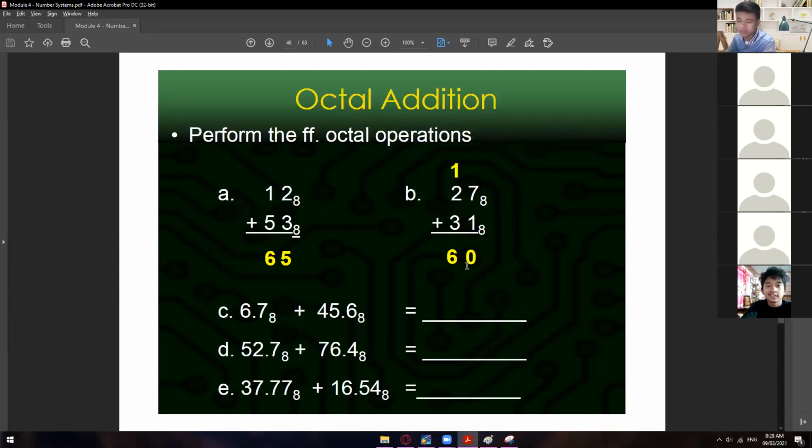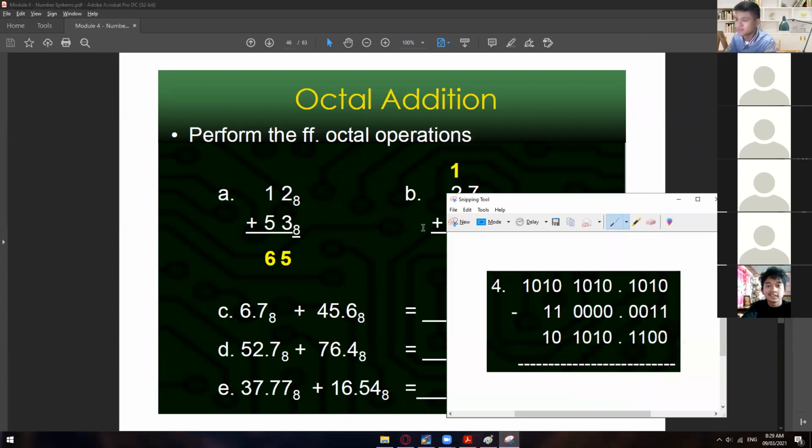The next one here is octal addition, wherein for the letter A, no problem, it's the same as our addition. 2 plus 3 is 5, 1 plus 5 is 6, so nothing special. But in letter B, 1 plus 7 is supposedly 8, right? But then right here, 1 plus 7 is 10. So how did that happen?